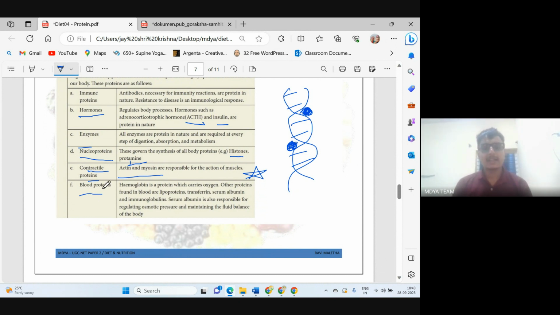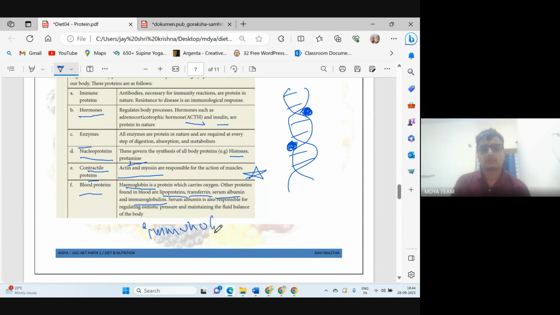Blood protein. In blood, three main proteins are there. The first one is globulin, the second one is albumin, the third one is fibrinogen. These three proteins are mostly found in our blood. Some other proteins are hemoglobin and lipoprotein. Lipoprotein we will study in fat. Lipoprotein is a conjugation of protein and fat. So we will study this in fat. Transferrin, serum albumin, and immunoglobulin.